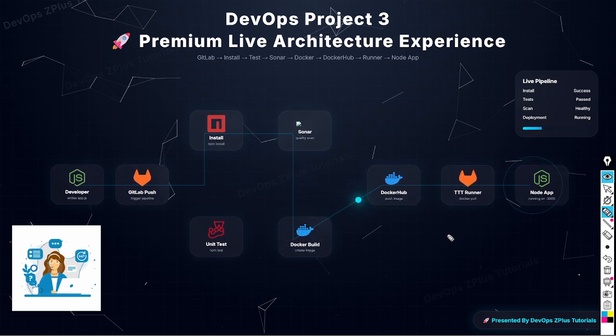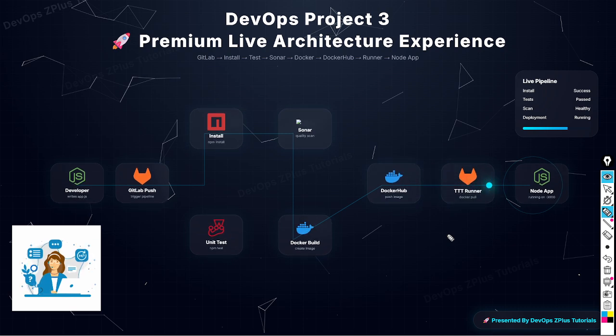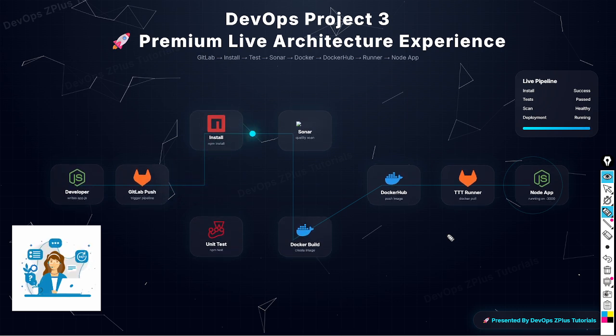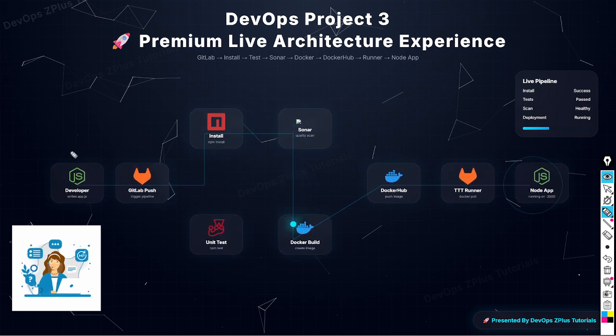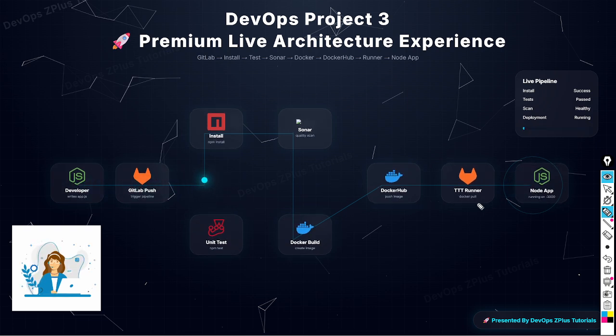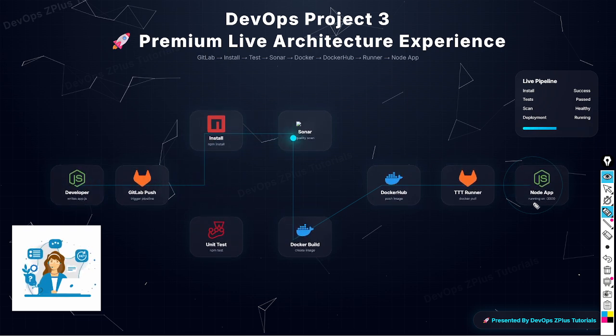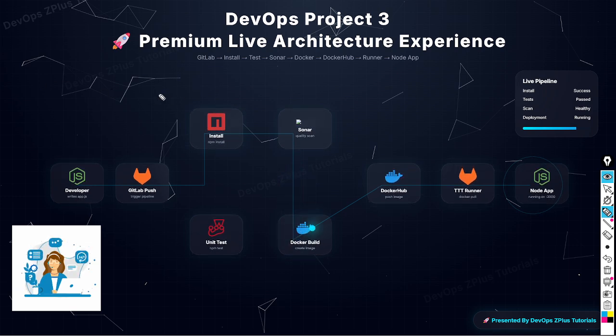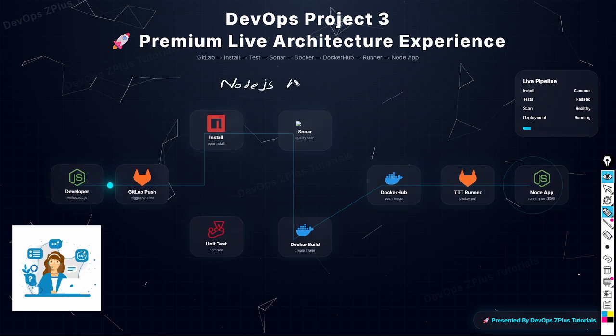So let's start now. This is one of the architectures which I have created for your understanding. First let's understand and go with the flow. Here you can see lots of things like developer, GitLab, install, unit test, Sonar, Docker build, DockerHub, Runner and Node. This is our project architecture. In this architecture, we are going to deploy the Node.js application.